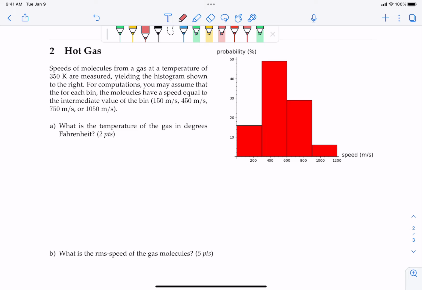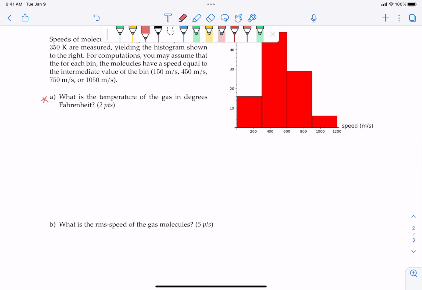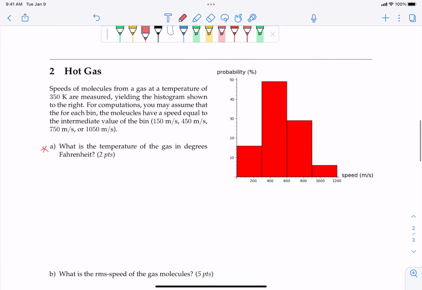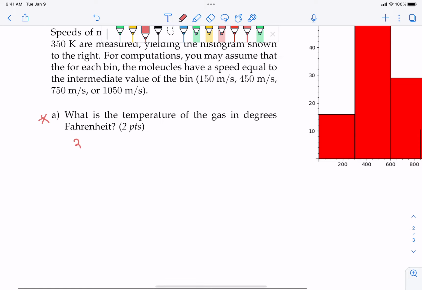Now, I was really feeling myself with this quiz because for part A, they really gave us 2 points for calculating temperature. Let's just hope that no one makes computation errors, but this should be an easy 2 points. They're asking us, what is the temperature of the gas in degrees Fahrenheit? They already gave us the temperature in Kelvin, so this is just a matter of converting it to Fahrenheit. So 350 Kelvin.